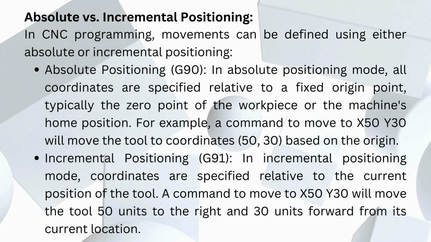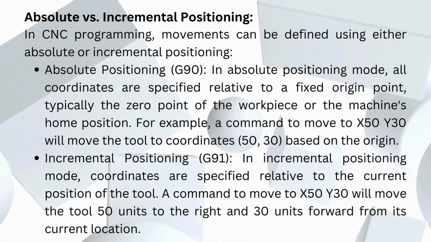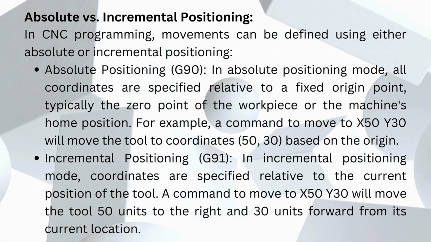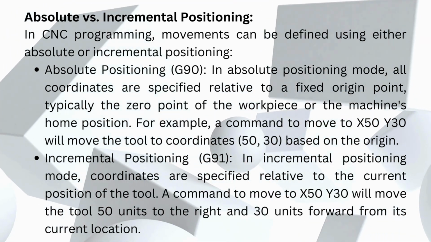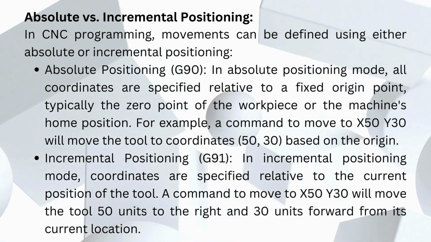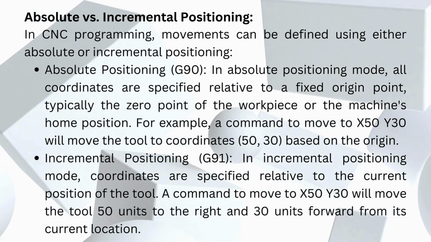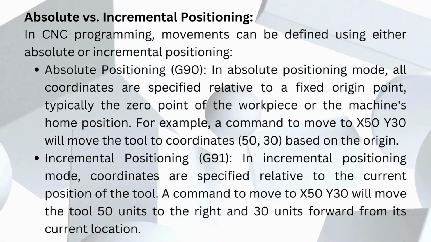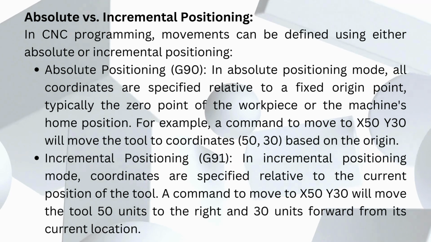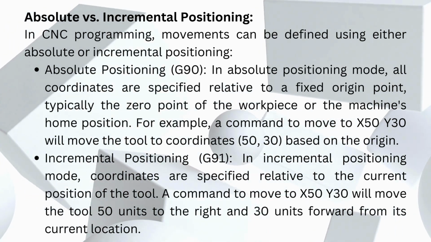Absolute versus incremental positioning. In CNC programming, movements can be defined using either absolute or incremental positioning. Absolute positioning, G90. In absolute positioning mode, all coordinates are specified relative to a fixed origin point, typically the 0 point of the workpiece or the machine's home position. For example, a command to move to X50 Y30 will move the tool to coordinates 50, 30 based on the origin.